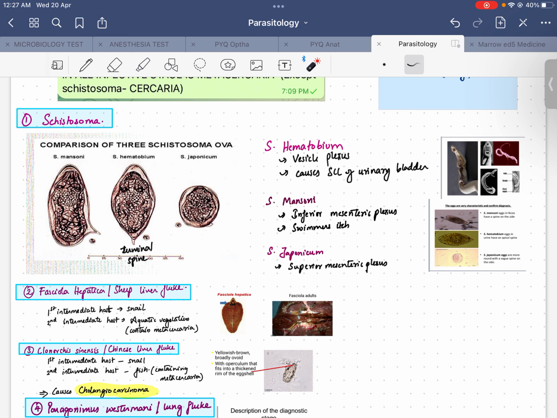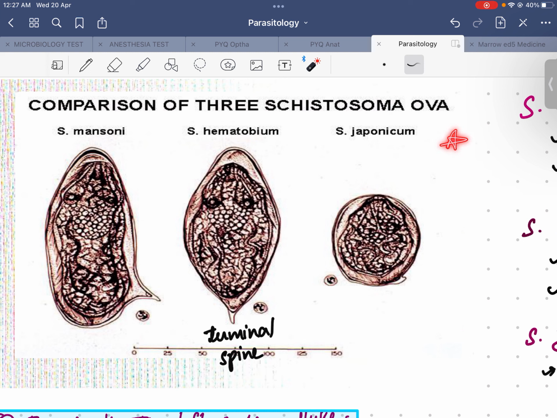It has been asked. Now how do you differentiate the eggs? Very important. Japonicum has a rounded egg with a knob. Haematobium has a terminal spine. Mansoni has a lateral spine. Very important.